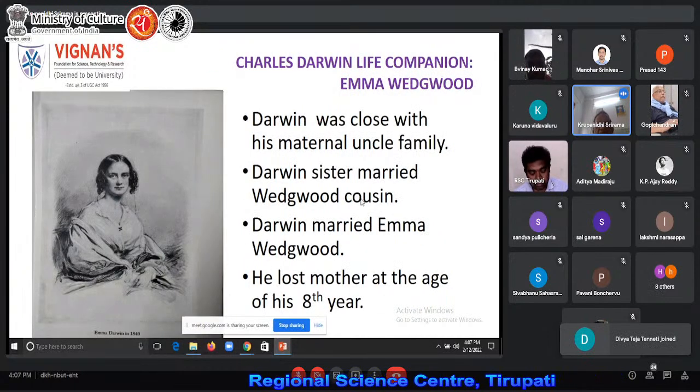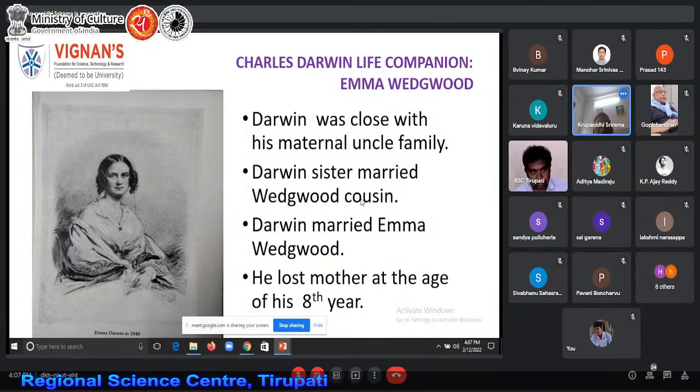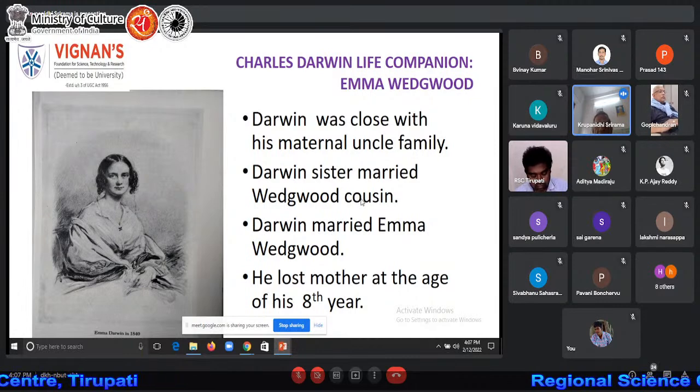Charles Darwin's life companion was Emma Wedgwood. Darwin was close with his maternal uncle's family, like any one of us. In India also, we are close to our maternal uncles; like that, 200 years back also. Darwin's sister married Wedgwood's cousin, and Darwin married Emma Wedgwood. Unfortunately, Darwin lost his mother at the age of eight years.